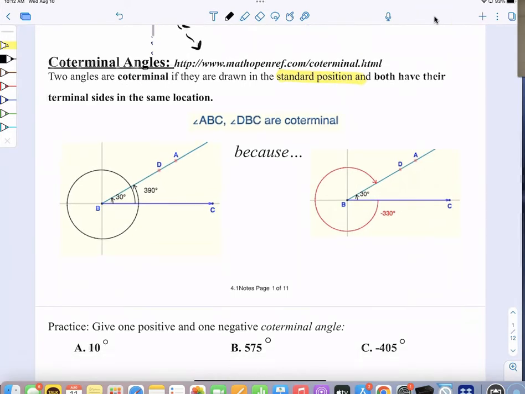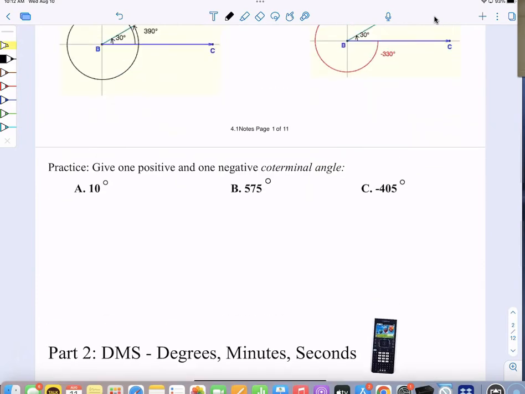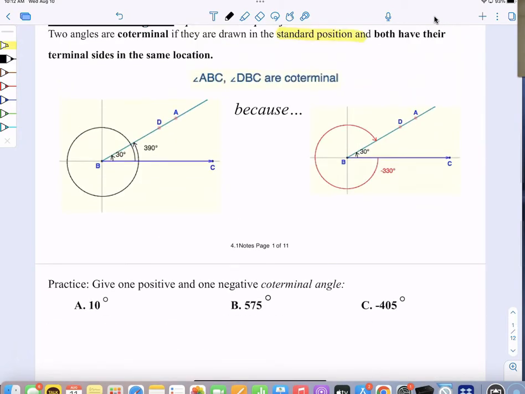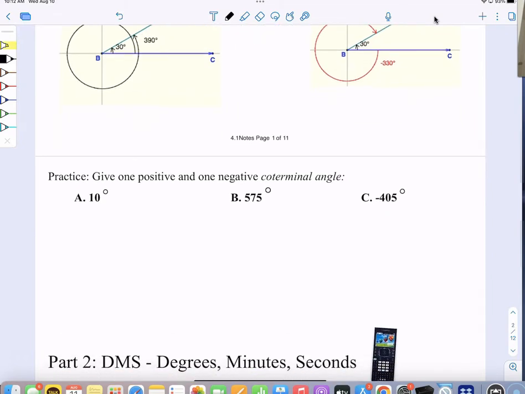So we're going to actually discuss that. Okay, so let's go back here. If you understand the concept of coterminal and how the terminal sides are supposed to end up together on top of one another, you should be able to tell me now, okay? You could draw it too. And drawing, I think, is really powerful. Give one positive and one negative coterminal angle.